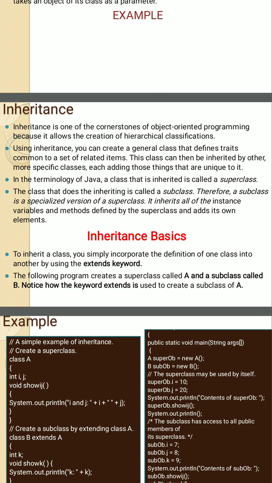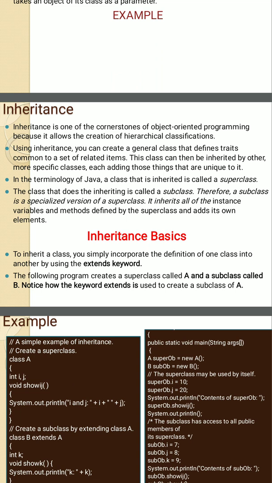Inheritance is one of the cornerstones of object-oriented programming. Using inheritance, you can create a general class that defines a common set of information. The information means that it may have its variables and methods. This class can be inherited by other more specific classes, each adding those things that are unique to it.